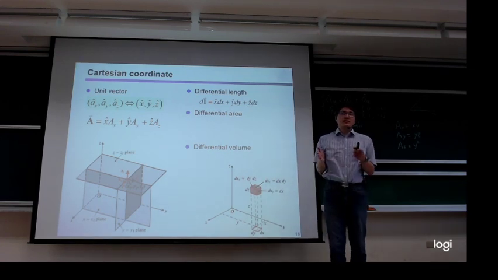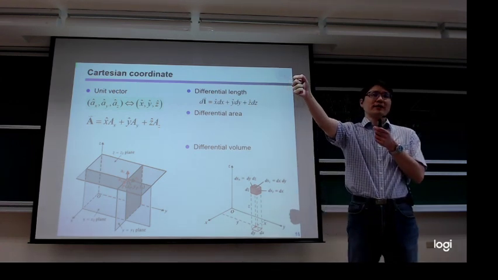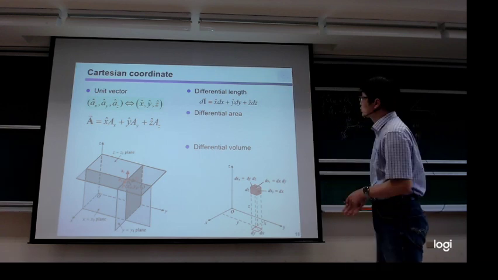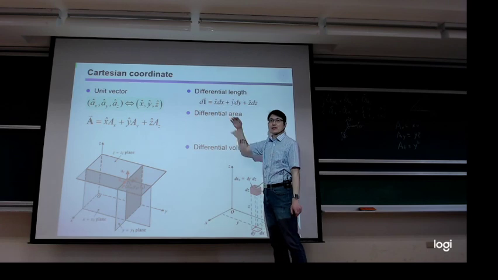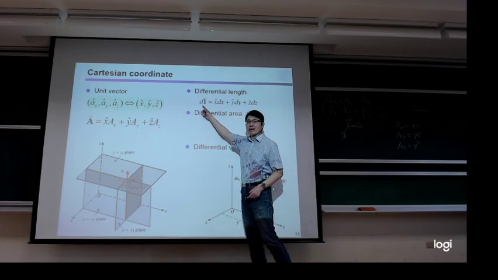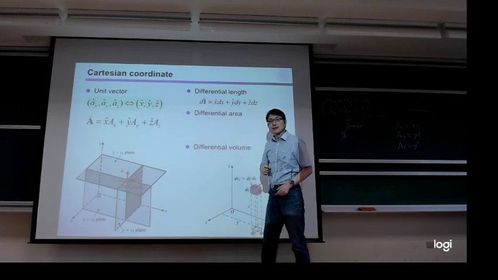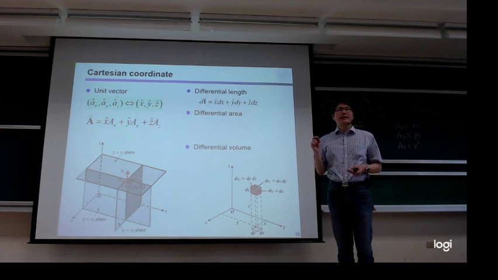So in essence, if you want to move to the diagonal point on this cube, you have to travel the sum of these three distances. Okay? So the result is a vector. Okay, so this is called the differential length for a Cartesian coordinate.